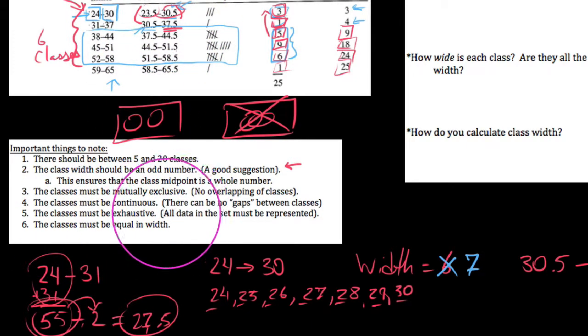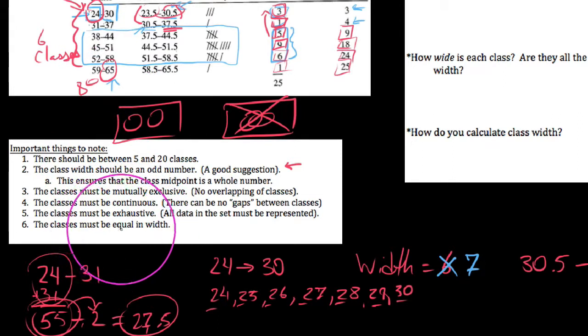Number 5, the classes have to be exhaustive. In other words, all data in the set has to be represented. I know this went from 24 up to 65, but basically they had to go up to 65 to cover all of the data. You couldn't say there was a battery in here that lasted 80 hours and just leave it out because it's way up here on the end. You'd actually have to create a class that maybe has nothing in it just to get out to that 80 that you need, okay?